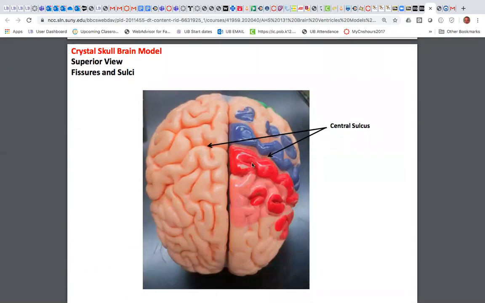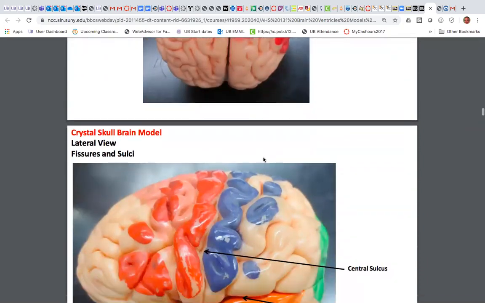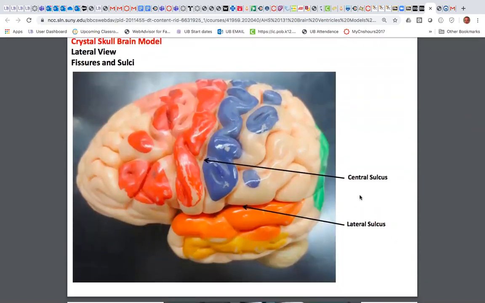The central sulcus is a key landmark which helps us differentiate the pre-central gyrus from the post-central gyrus. So when we look here from this view, the lateral view, here's the central sulcus, right? You see that groove, the valley that comes all the way down between the frontal lobe and the parietal lobe. It comes right down to the temporal lobe, right there.